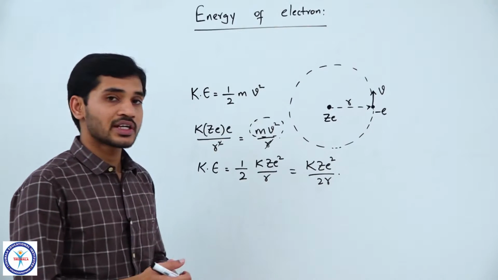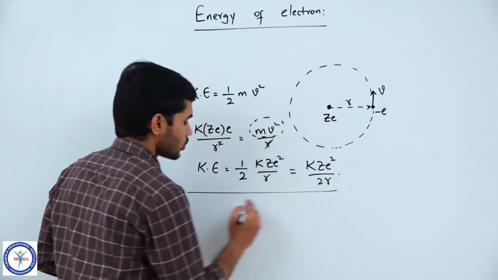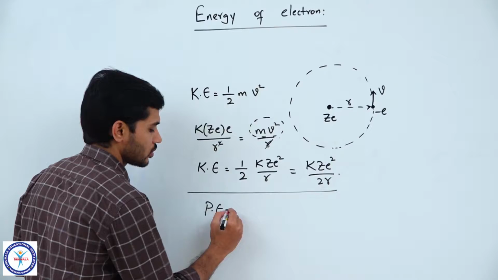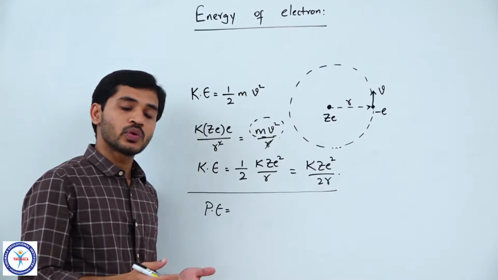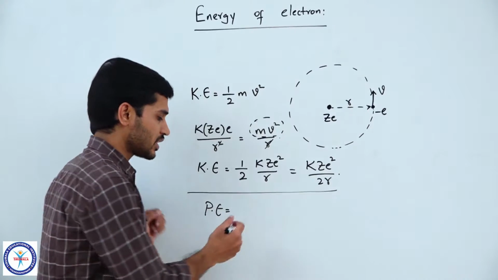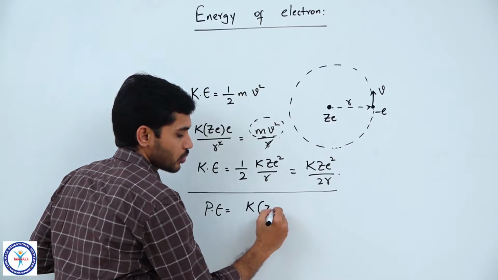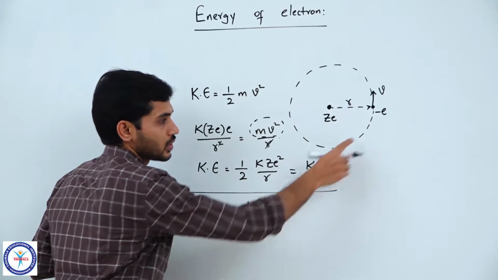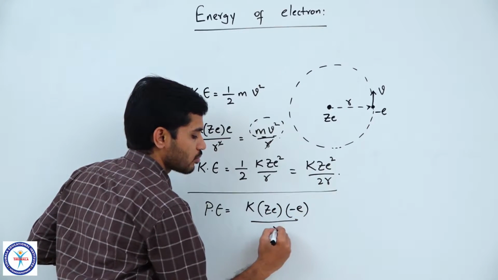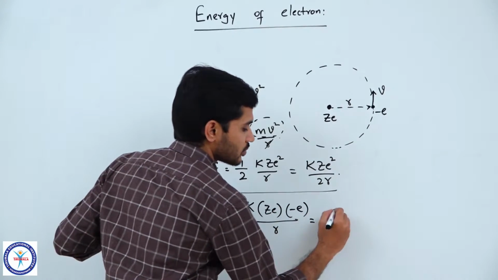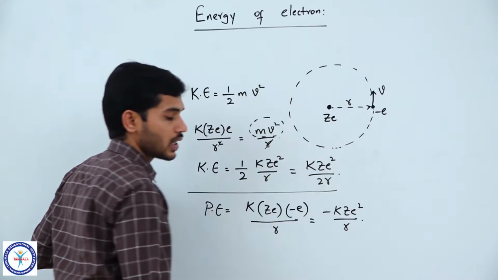In a similar way, let us also calculate the potential energy of the electron. We can write potential energy of the electron, or this system, the interaction energy, as k q1 q2 by r. So, I will just use that k. q1 is Ze, a positive charge, q2 is minus e, so minus e divided by r, and this value comes as minus kZe square by r.